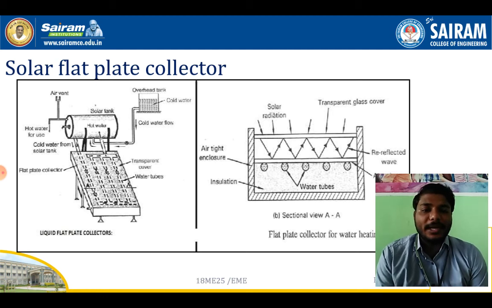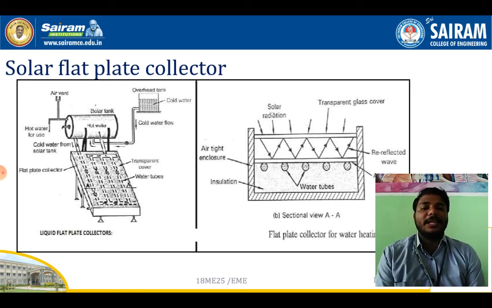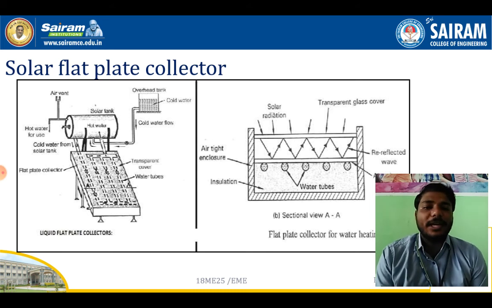So whenever the solar radiation strikes the water tubes, we are using the transparent glass so that the reflection does not go out from the solar heater. Whichever solar radiation is falling should keep on being reflected onto the water tubes only. With that continuous reflection of solar radiation, what happens? The pipes start getting heated because of the solar radiation which is continuously falling on the water tubes.